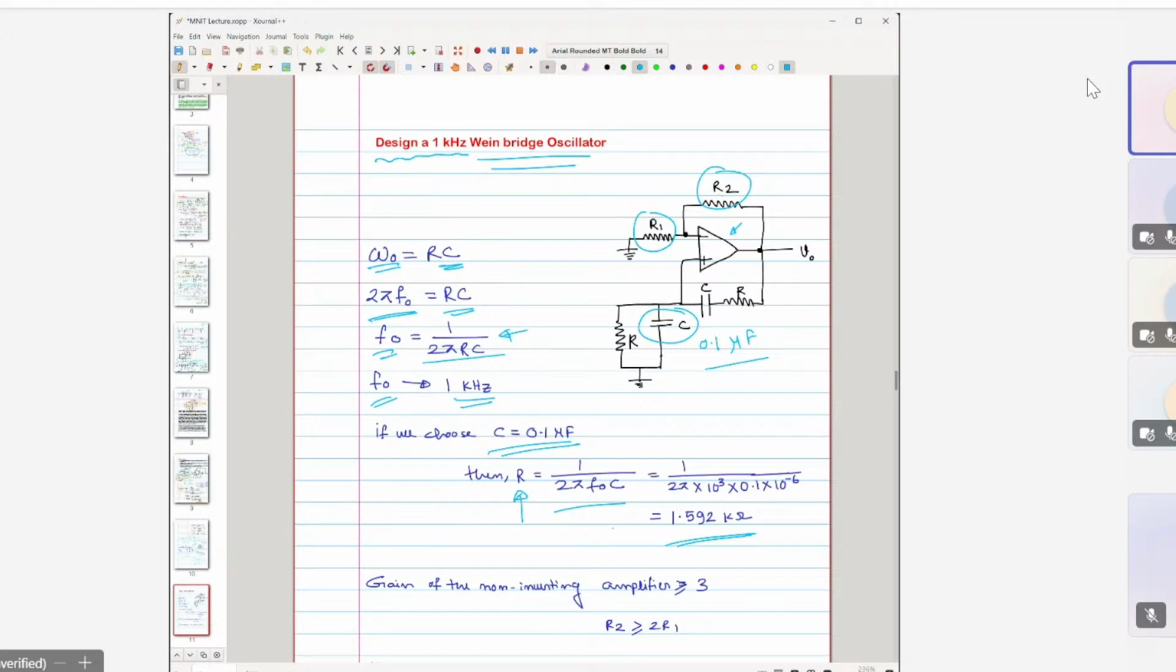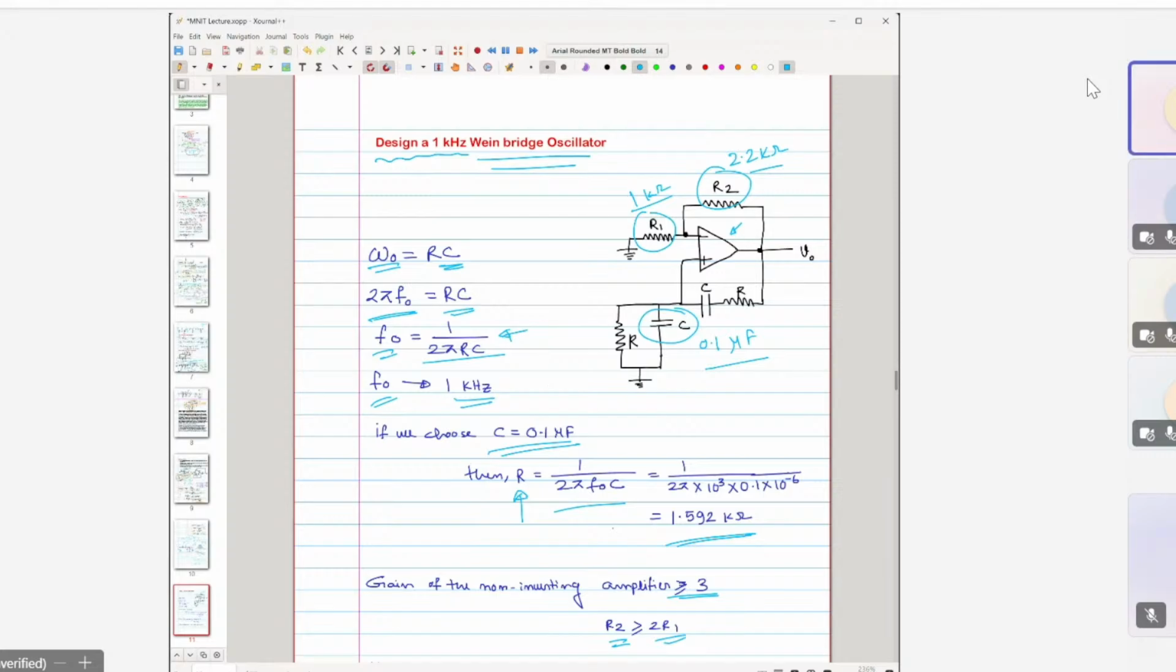This relation between R2 and R1 we already know, that the gain has to be slightly greater than or equal to 3. Then you have to choose R2 as 2 times R1. So if you choose this as, say, 1 kilo ohm, then this may be 2.2 kilo ohm. So you can choose different values of R and C.